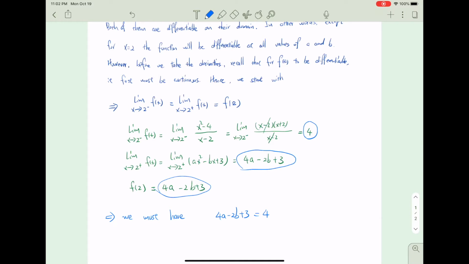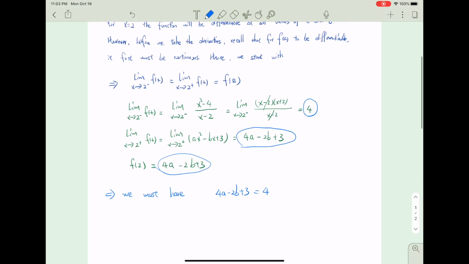But you know that we have two unknown constants here, and we only have one single equation, which is not enough for us to solve this. So we will need another equation to help us establish a system of linear equations, which is derived from the differentiability. We're using the differentiability right now.